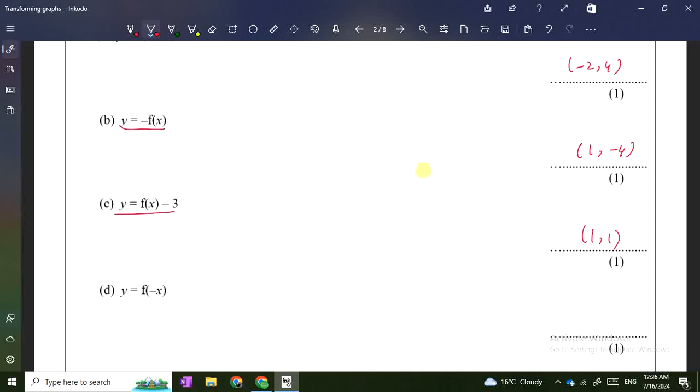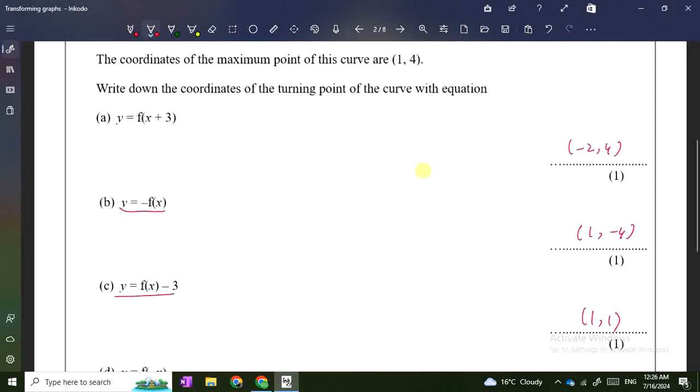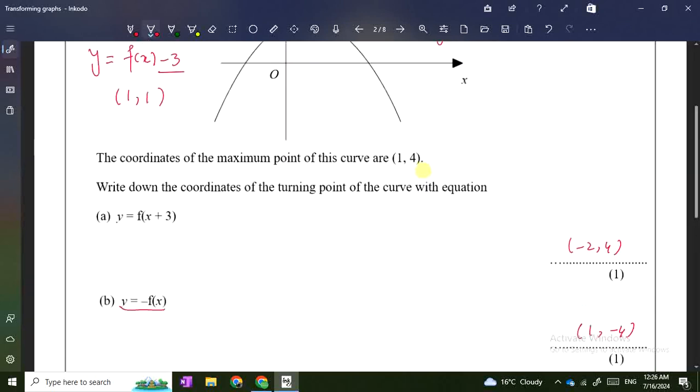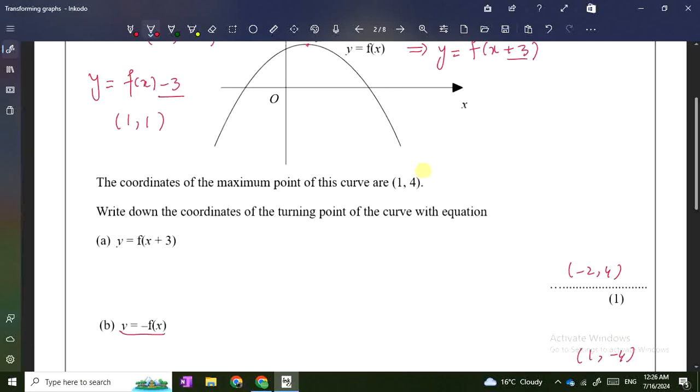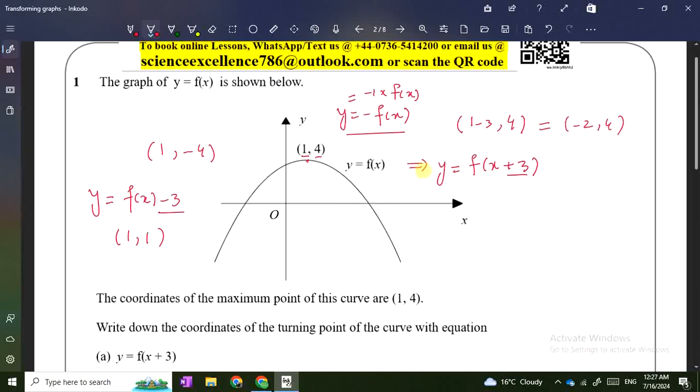Okay, the next part is y equals f of minus x. If we have y equals f of minus x, it can be written as f of minus 1 times x. You can see there is a multiplication of minus 1 inside the function, so we have to do the opposite operation with the x coordinate of the given function.